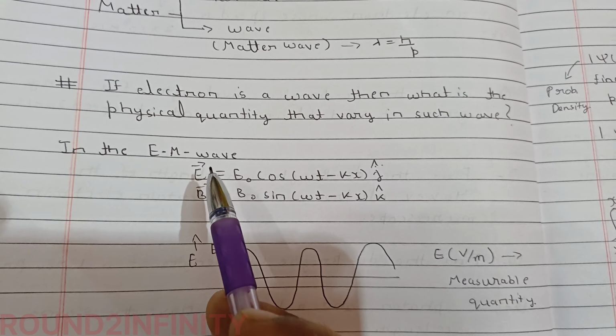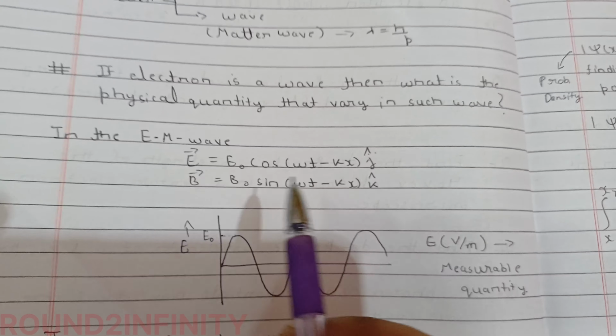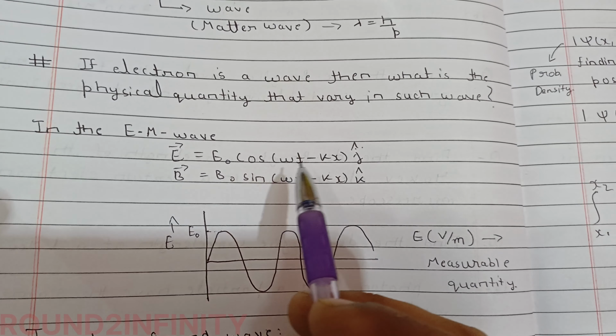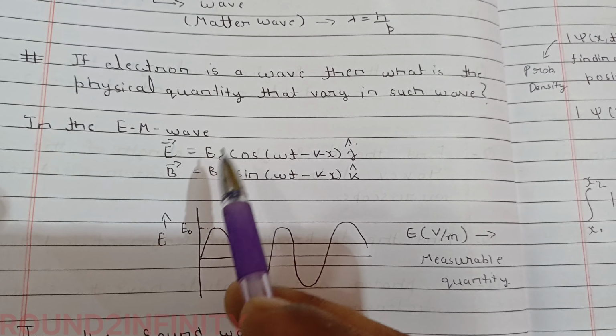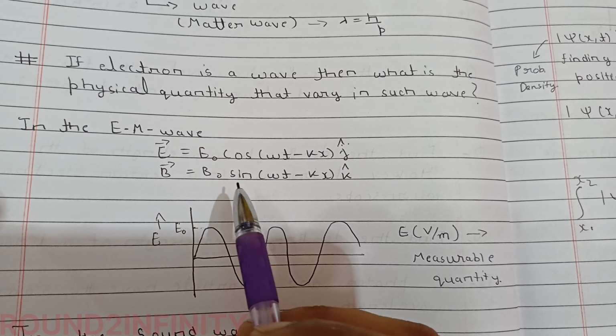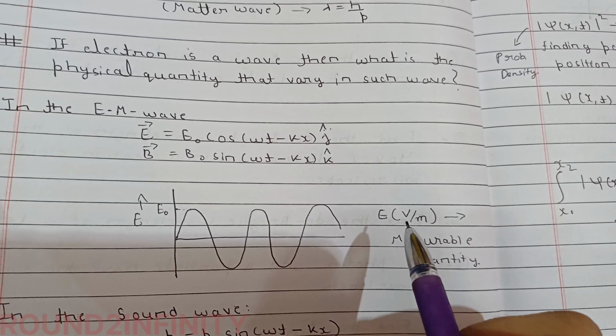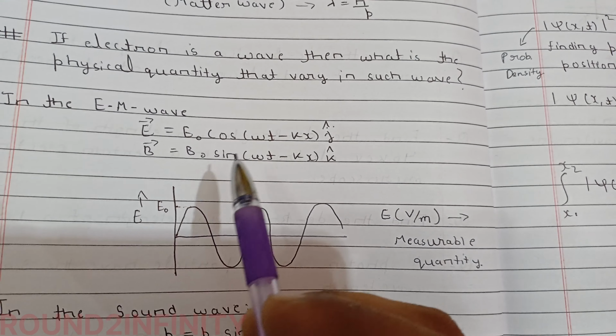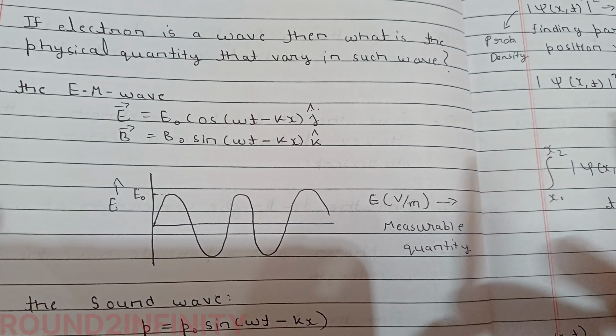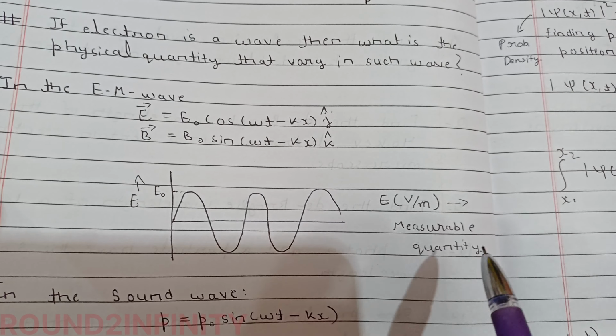Let me give you an example. If we have an EM wave, we know it is made up of electric field and magnetic field. The E field is given by E0 cos(omega t minus kx), so the electric field is oscillating. Same for the magnetic field, B0 is oscillating. The amplitude of the electric field is in volt per meter, and for B it is tesla. So that is changing and oscillating, and we know these are measurable quantities.